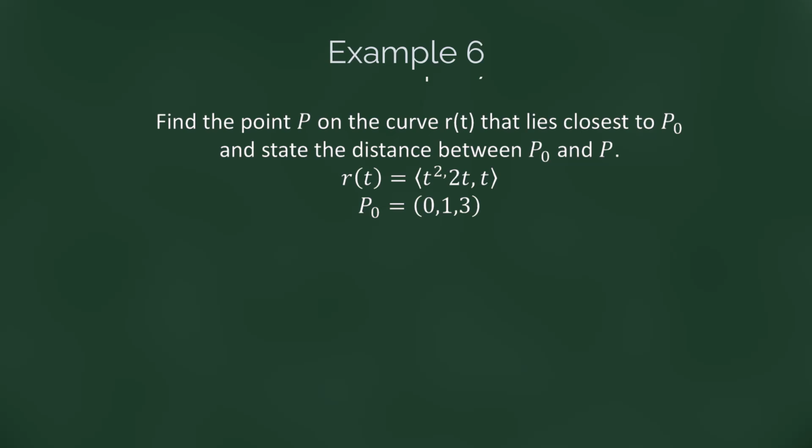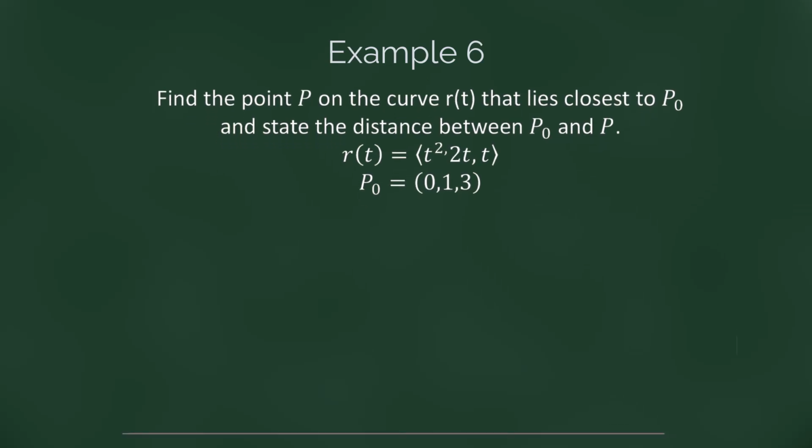All right, in our final example, we are going to be minimizing the distance from a given vector valued function, r of t equals t squared, 2t, t, to the point p0 equals 0, 1, 3. All right, so our goal here is to minimize the distance, which hopefully you recognize as a calculus problem, an optimization problem.